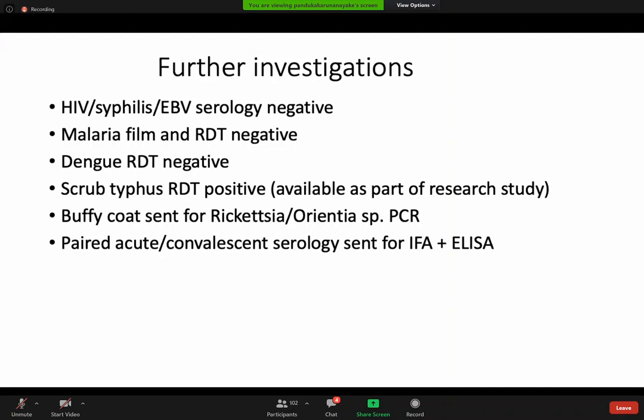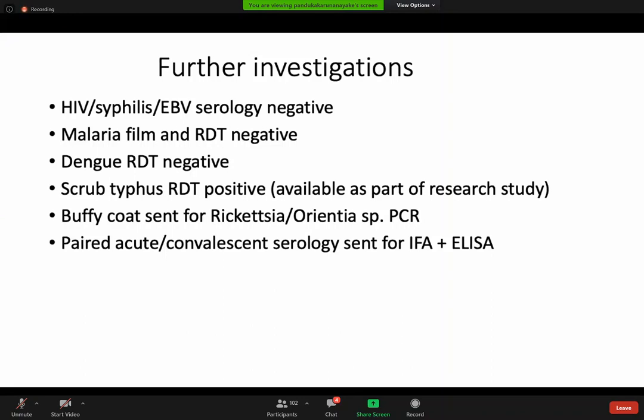this patient had a blood test sent, and essentially the white blood cell section from the whole blood was separated, and that is known as the buffy coat, and that was sent to do a PCR test for Rickettsia and Orientia species. And also serum was taken from this patient at this acute stage, and then at around 3 to 4 weeks, a convalescent serology was sent for an IFA and also for an ELISA test. So IFA stands for indirect fluorescent assay, and ELISA stands for enzyme-linked immunosorbent assay.